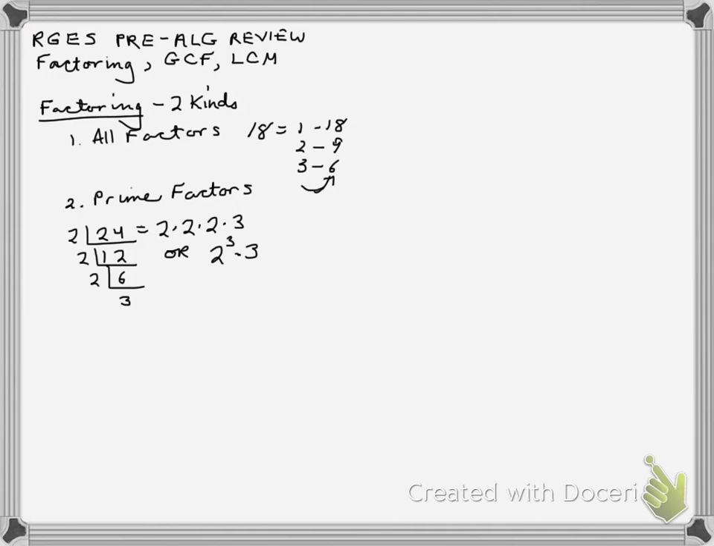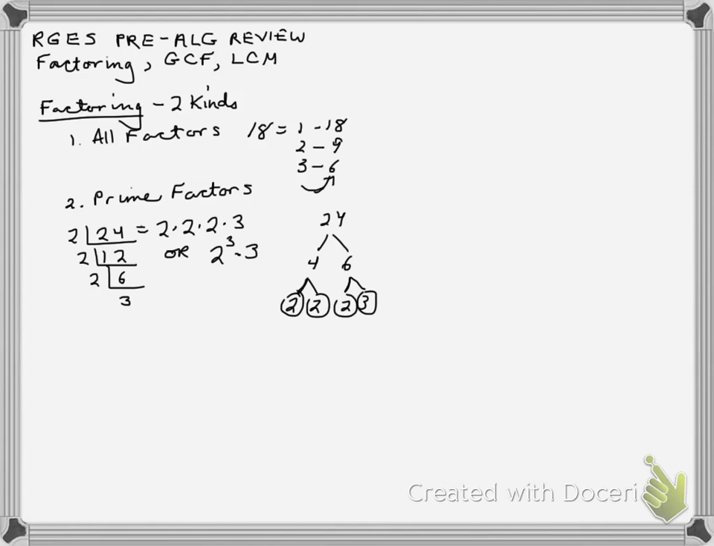Okay. Another way I could do this is to take any two numbers I want that divide. Let's say I'm thinking of 4 and 6 as the first thing I think about, and then keep breaking that down until I only have primes. So these are all primes, so again my answer would be 2 times 2 times 2 times 3.